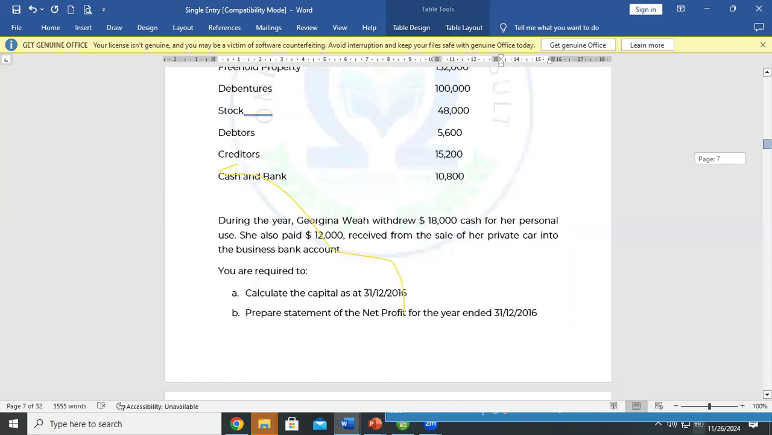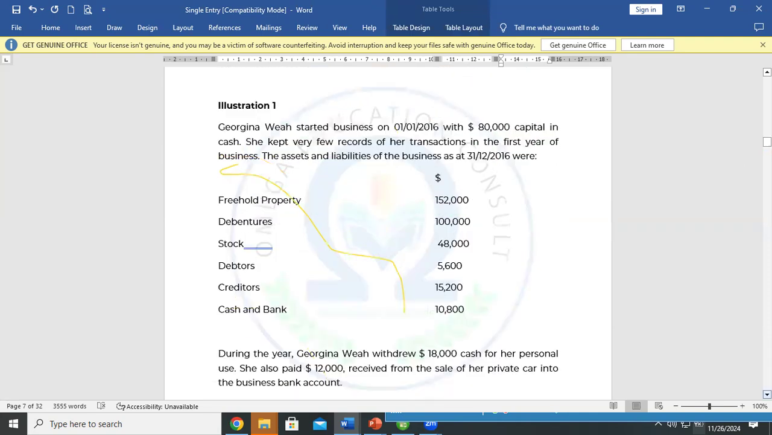Okay, so there's the question. It says Georgina Ria started business on 1st January 2006 with $80,000 capital in cash. She kept very few records for her transactions in the first year of business. The assets and liabilities as at 31st December were as follows. So you have freehold premises, debenture, stock, debtors, creditors, cash, and bank.